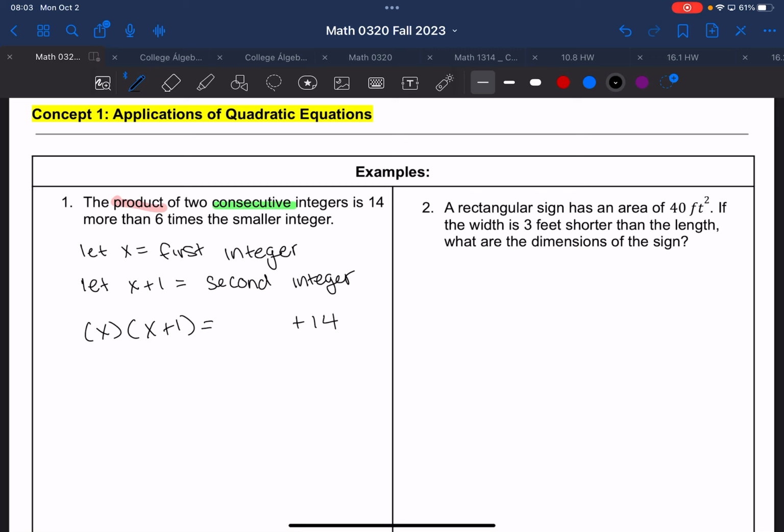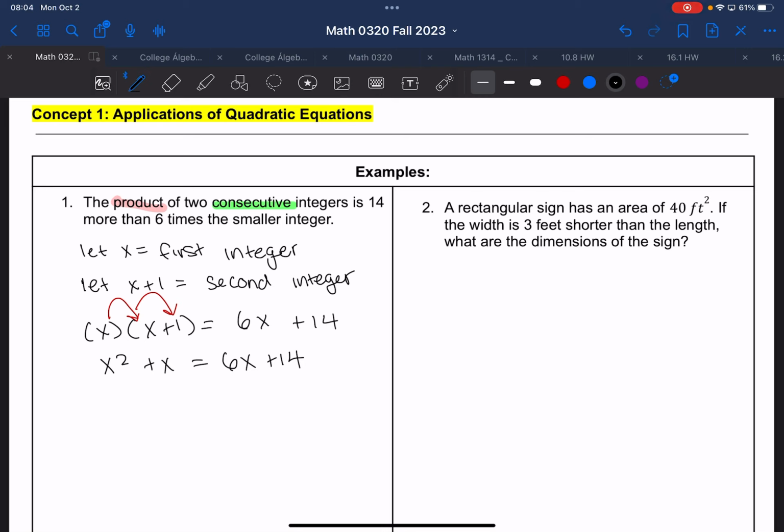Then it says 6 times the smaller integer. In this case, the smaller integer is x, so we're going to have 6x. We have our smaller integer x times our larger integer x plus 1 is equal to 6 times our smaller integer plus 14. Now that we have everything written out, we're going to simplify, starting with the left side. We can distribute the x, so I'm left with x squared plus x is equal to 6x plus 14.